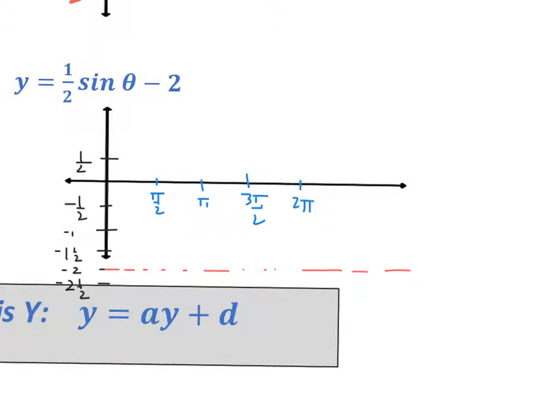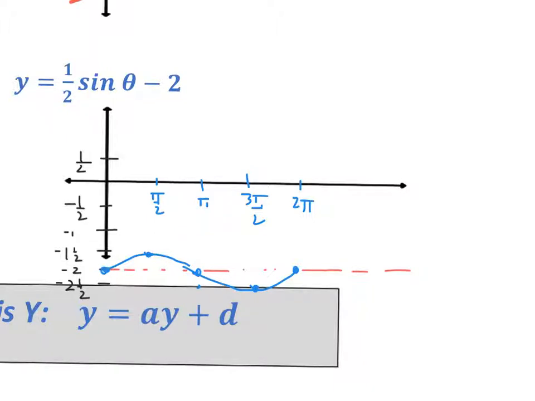Okay, are we going to start at -1, -2, or -2.5 for our very first point? At -2, because it's the sine curve. And then remember, it's going to go up. It's not negative, so it's going to go up first. Then it's going to cross the midline again, go down, and then finish back up at 2 pi. Okay?